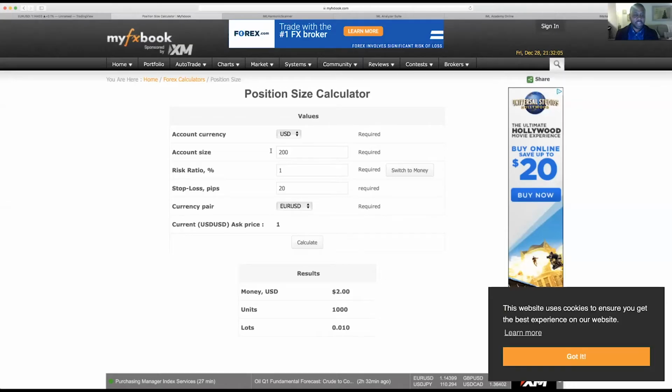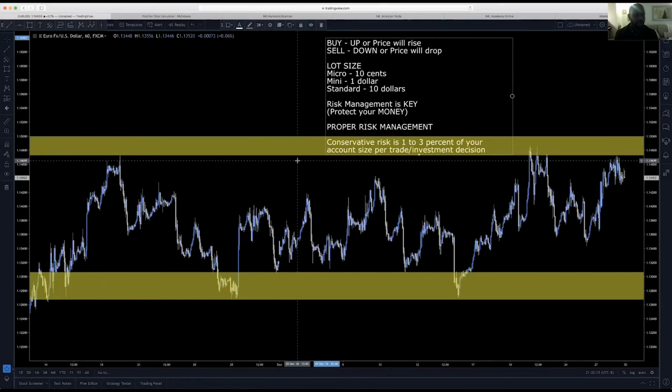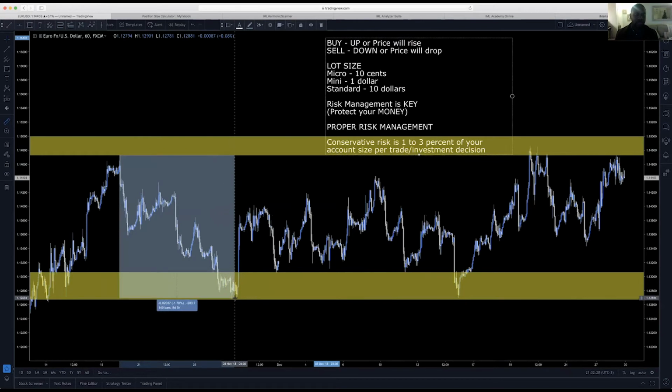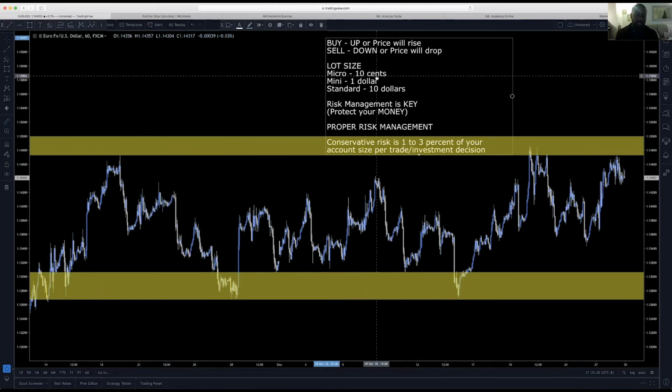For instance, if I had a $200 account and I wanted to risk $1 on this, 1% on this trade, and my stop loss was 20 pips, I would calculate this out and it would tell me to use a micro, okay? And so in this case, a micro is 10 cents a pip. So as this thing journeyed down, there was a potential trade opportunity of approximately 200 pips. So I would take my 200 pips and I would multiply that by the lot size that I chose on the trade. And that's how I would make my money. I would have made approximately $20 on my $200 account.